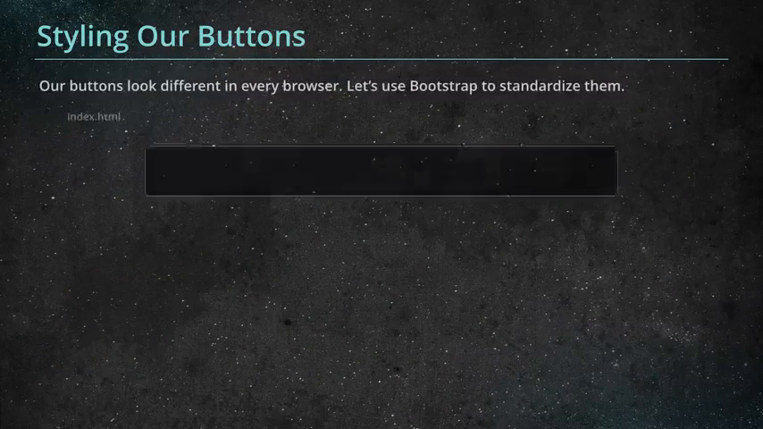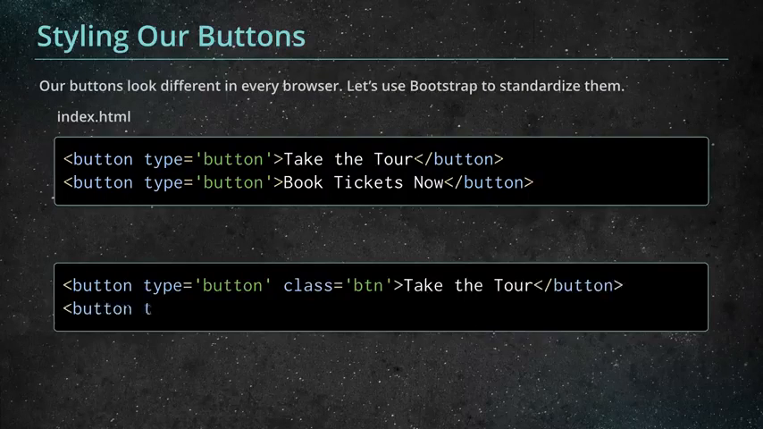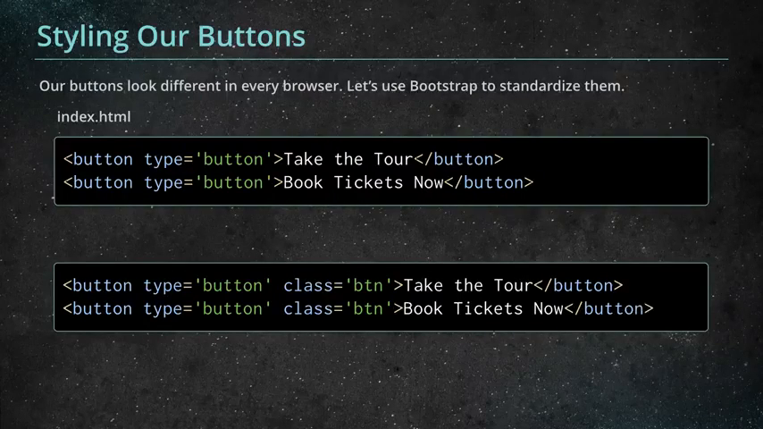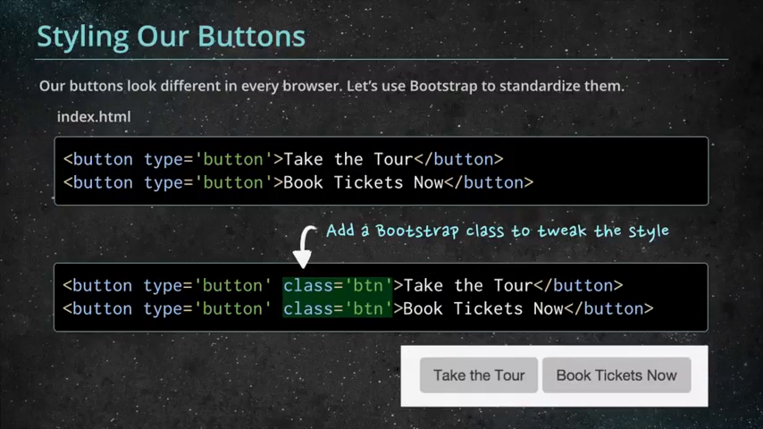Here's the HTML for our buttons so far. These are functional, but they will look slightly different in all browsers. In order to let Bootstrap style these buttons so that they look the same for all browsers, we'll need to add a class of btn to our buttons. If we looked at them now, they'd look completely different.